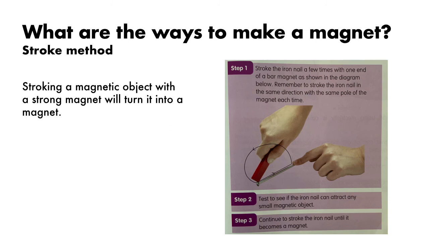So you look at the diagram here. You see, you're holding the bar magnet, which is red in color, and another hand is holding a piece of metal. So what you need to do is just keep on touching. For example, this is the metal material. This is the bar magnet. You keep on doing this on the magnetic material, on the piece of metal, right? Sooner or later, this will become a magnet.